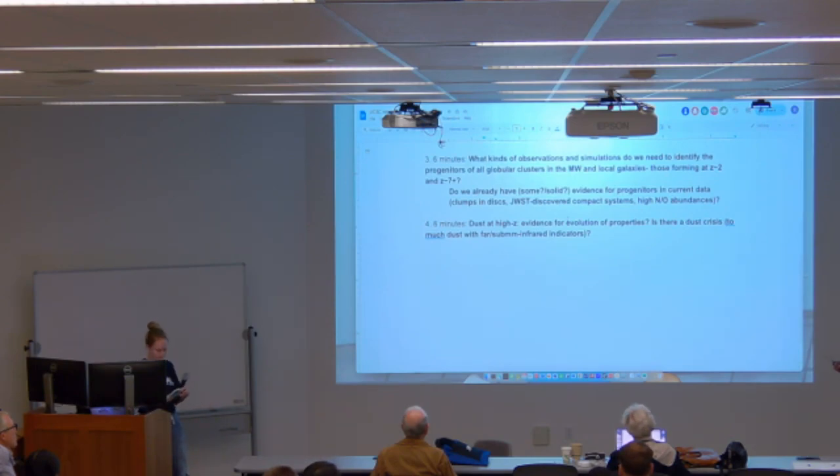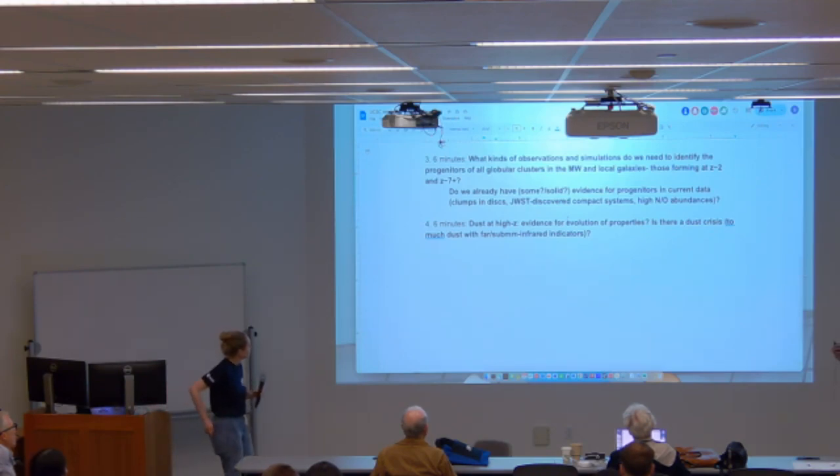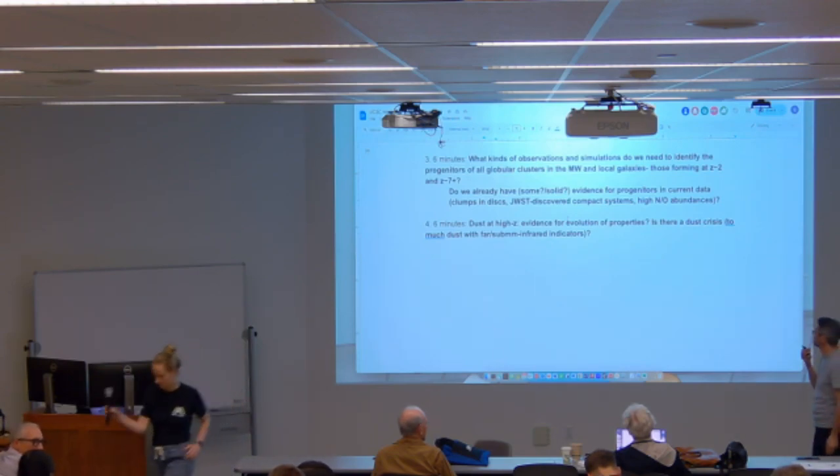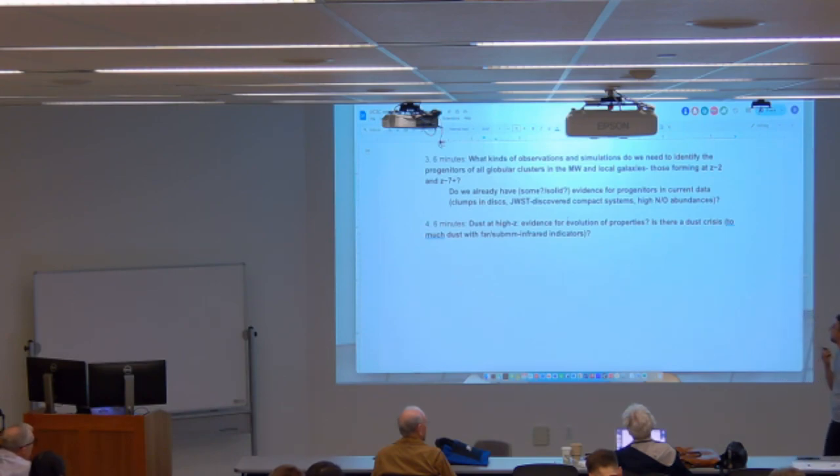Yeah. There was a lot of talking about the globular cluster clumps and whether we are seeing the progenitors at high redshift. So, what kind of more observations or simulations do we need to identify the progenitors of the globular clusters? Are we seeing them forming at redshift 2 or redshift 7? And maybe do we already have some more solid evidence for these progenitors in the current data? Are these the clumps at redshift 2, or more disks, or these compact sources that we are detecting with Webb, or is the nitrogen abundance already an indication that we are seeing those in formation?